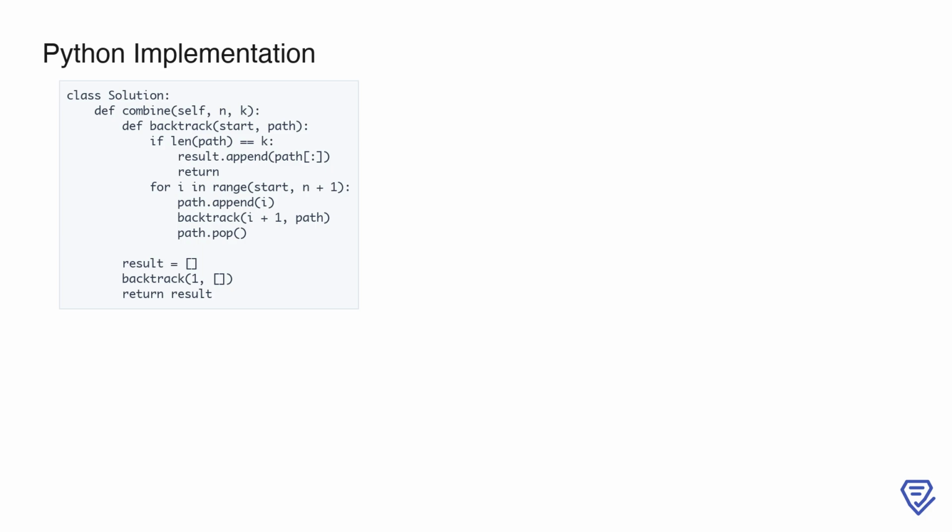The for loop iterates from the current start value to n. For each number i, it is appended to the path, and backtrack is called recursively with i plus 1 as the new starting point. This ensures that each combination respects the increasing order of elements. After the recursive call, the last element is removed, path.pop, to backtrack and explore other possibilities. This approach systematically explores all valid combinations and ensures no duplicates are generated. Once all recursive calls are complete, the result list containing all combinations is returned. The solution is efficient and concise, leveraging the power of backtracking to handle the problem's constraints effectively.